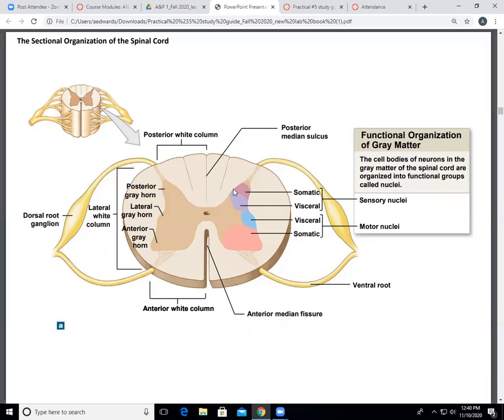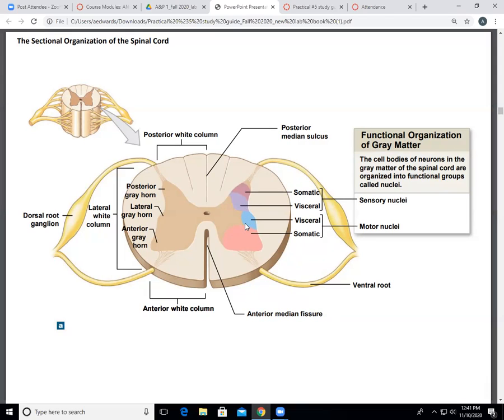The cell bodies of your neurons in the gray matter are organized into functional groups. So you have your sensory nuclei on the dorsal, or posterior, side, and the motor nuclei on the ventral side. Somatic sensory information is processed here. Visceral sensory information is processed here. Remember, somatic is skeletal muscle; visceral is smooth muscle, cardiac muscle, and glands.